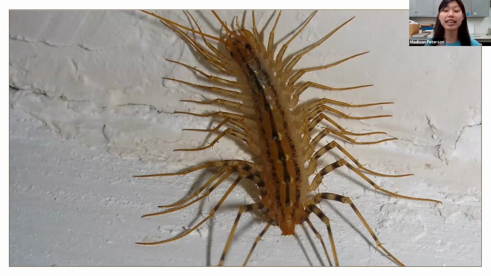In your house, they will eat those pest insects that you don't want, like ants and cockroaches and silverfish. They will eat them. So if you see a lot of house centipedes in your home, it probably means that you have a lot of pest insects that you may need to take care of. So myriapods are a little creepy, but they do a lot of good things.